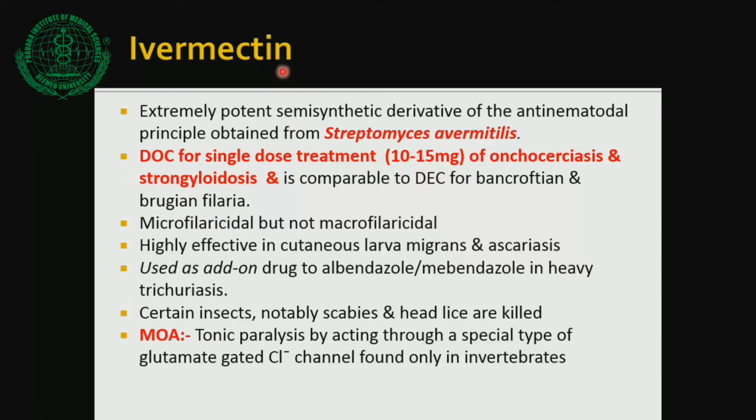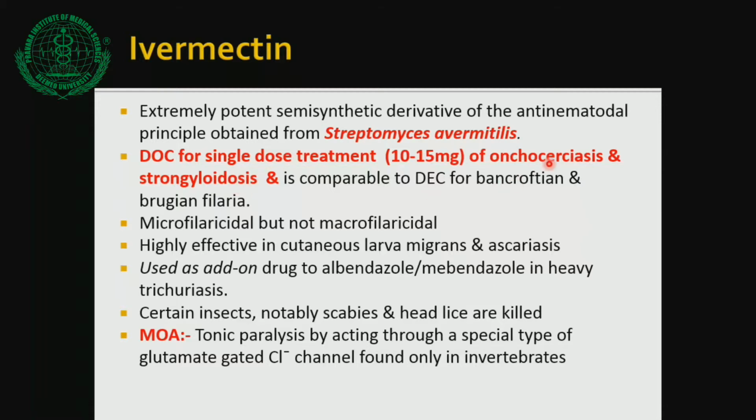Next drug is Ivermectin. It is an extremely potent semi-synthetic derivative of an anti-nematode principle which is obtained from Streptomyces avermitilis. Streptomyces avermitilis is the source from which Ivermectin is derived, and it is a drug of choice as a single dose, only a single dose, just like albendazole, 10 to 15 milligram for these two infestations: onchocercosis, which is caused by Onchocerca volvulus microfilaria, and Strongyloides stercoralis, which is a threadworm, a nematode but not a filarial worm, sorry. So it is a drug of choice for this.